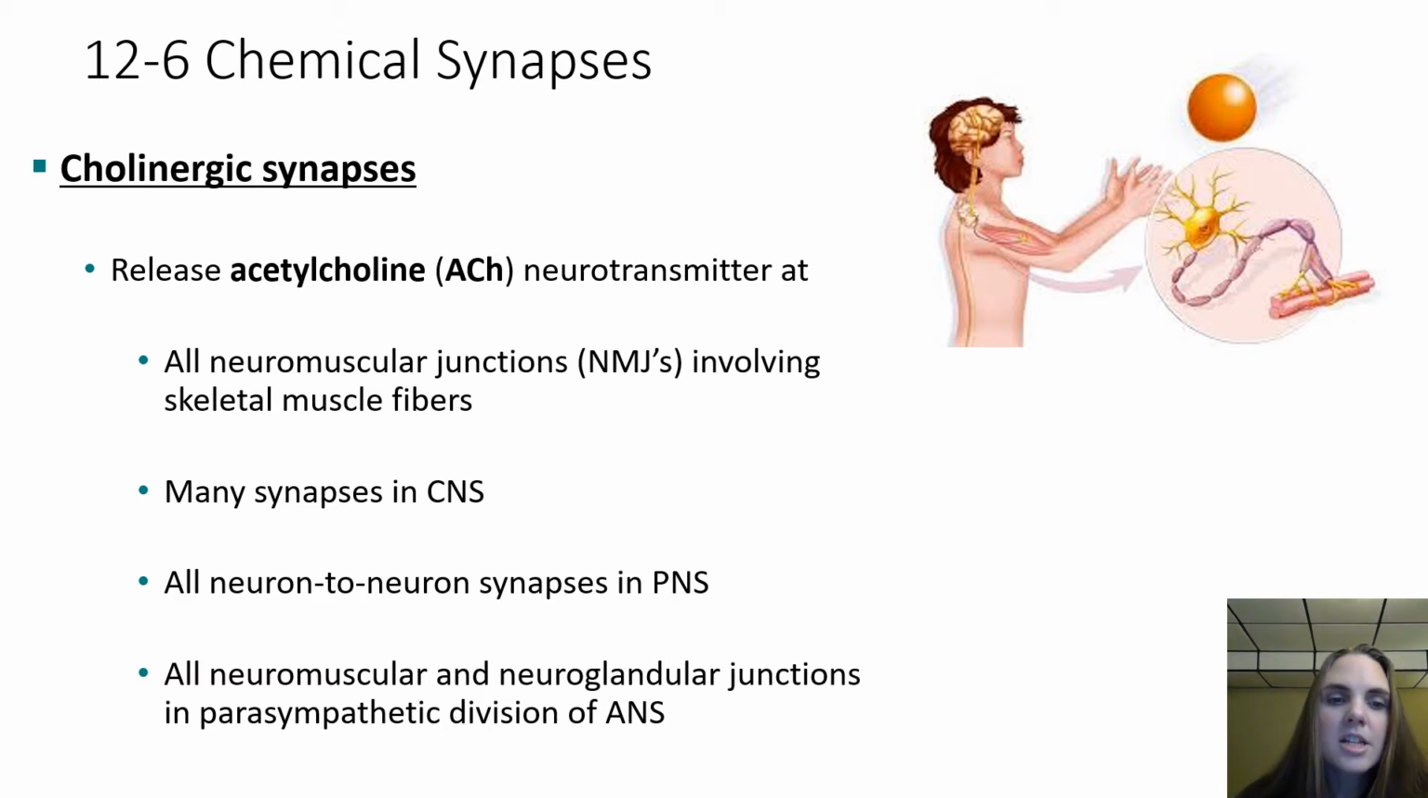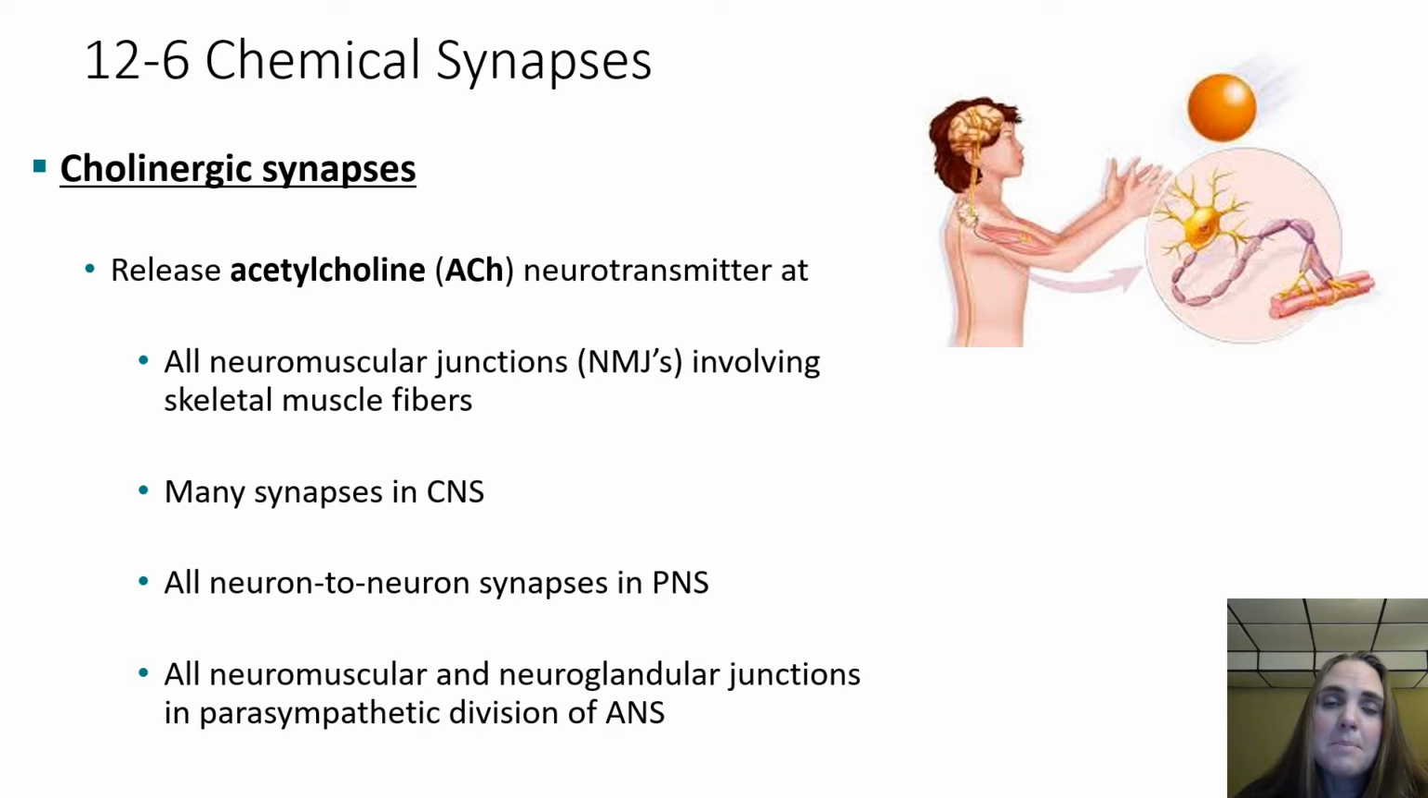So cholinergic synapses are a specialized synapse that release acetylcholine as our neurotransmitter. We find these cholinergic synapses at all neuromuscular junctions involving skeletal muscle fibers. So any junction where a neuron is communicating with a skeletal muscle fiber is going to be a cholinergic synapse, where acetylcholine is the neurotransmitter involved.